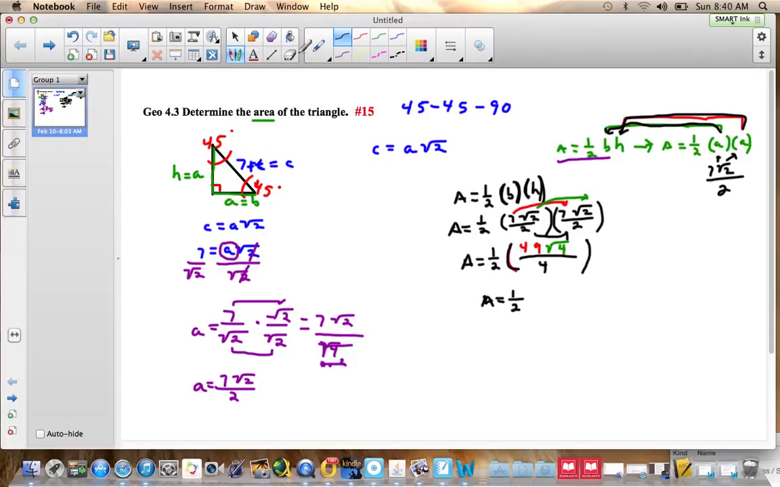Let me back this up. Sorry. Let's do this again. Okay. All right, try this again. Now I'm going to look at all my top stuff. I'm going to say 1 times 49 square root of 4 is 49 times the square root of 4 over 2 times 4 is 8.